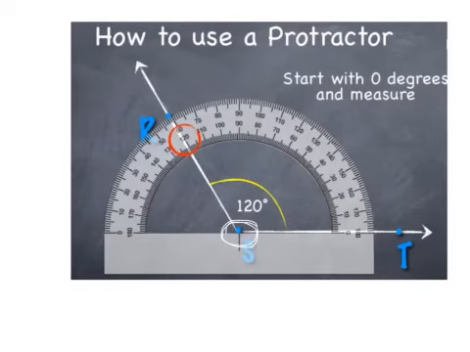Well, the way you would look at that is you can either start at your baseline at that ray ST and count 10, 20, 30, 40, 50, 60, all the way up to 120. Or you can also look at it like this. We know this angle is going to be bigger than 90 degrees, and so therefore it's the 120, however you want.